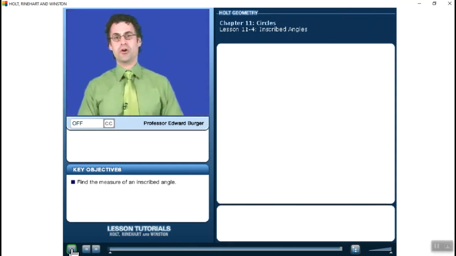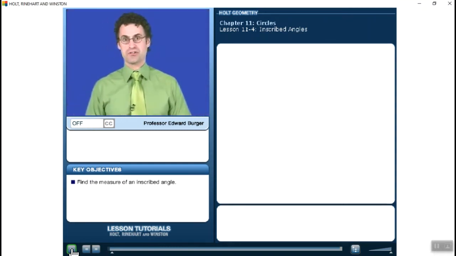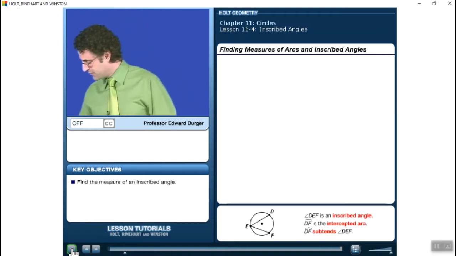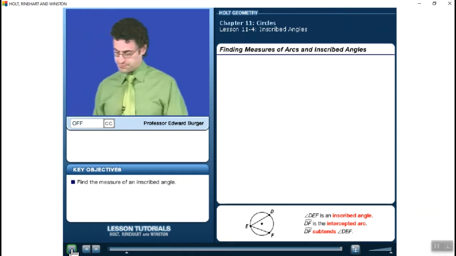You know, we can produce all sorts of angles within circles using chords and radii and so forth. And it turns out that there's so much structure to the symmetry of the circle that we can actually gain a great deal of insight about these various angles. Let's talk about inscribed angles.